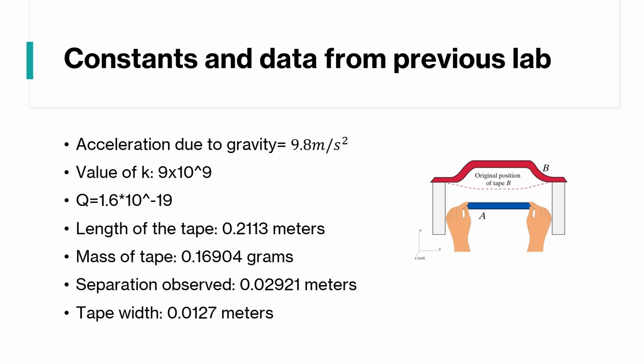So just to recap, here's the diagram from our previous lab. The tape on the top is being repelled upward by the tape on the bottom, and the distance between those two tapes is 0.02921 meters. Each tape is 0.127 meters wide, 0.2113 meters long, and the mass of each piece is 0.16904 grams. Our fundamental Q value is 1.6 times 10 to the negative 19th for the magnitude of a single charge. Our K constant is 9 times 10 to the 9th, and our acceleration due to gravity is 9.8 meters per second squared.